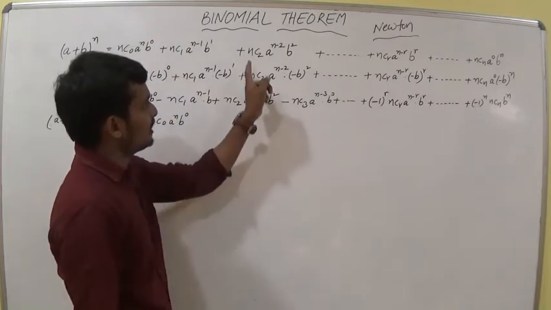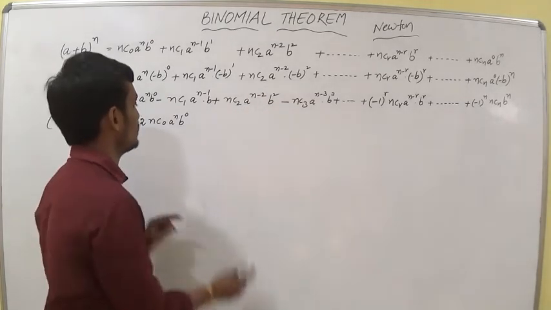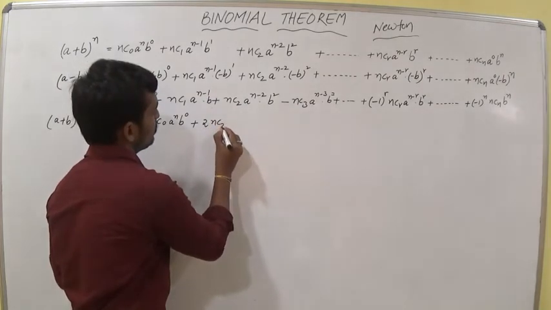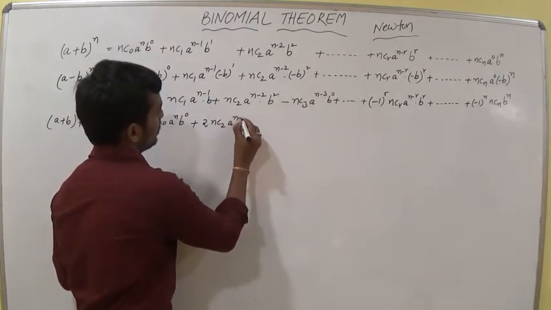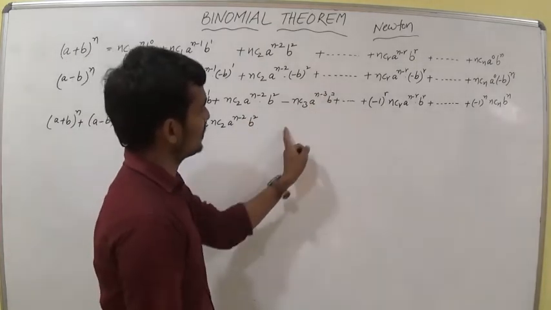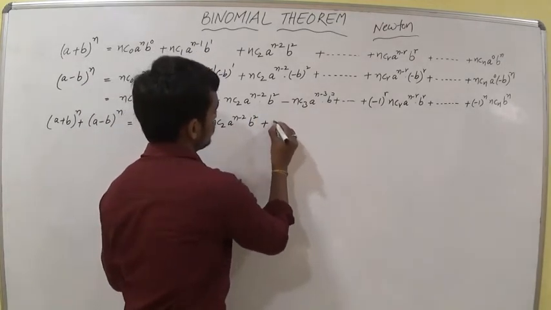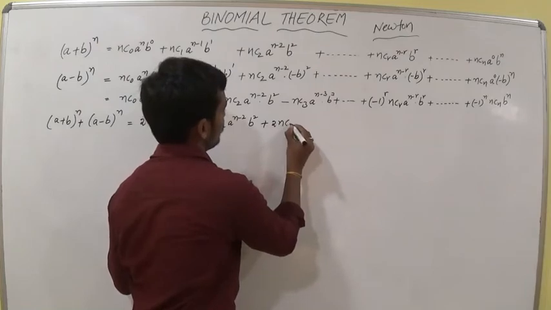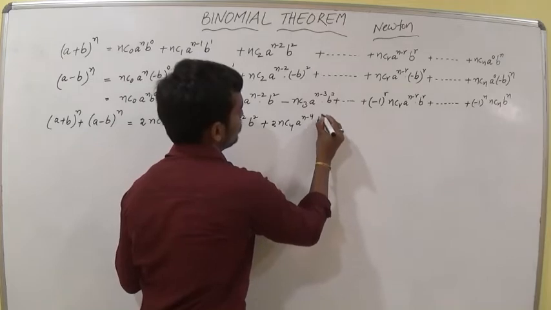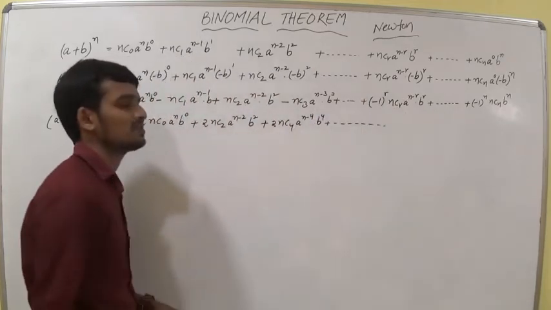Now coming to the third term. This is nC2 a power n minus 2 b square, and nC2 a power n minus 2 into b square. That means it comes 2 nC2 a power n minus 2 into b square. The next term is minus, and this is also minus, so these two are cancelled. What can we get in the next term? That is 2 nC4 a power n minus 4 into b power 4, plus and so on.